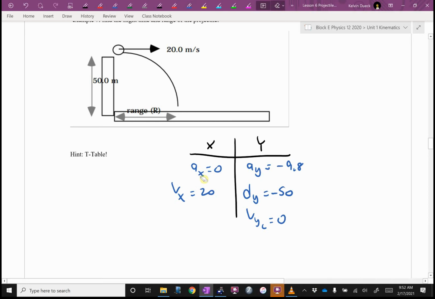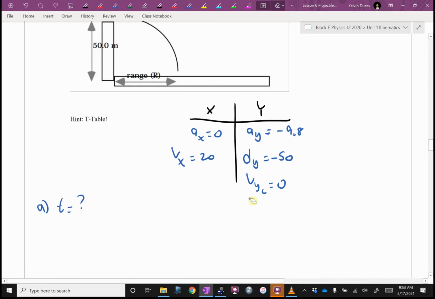How many things do I know on the left-hand column? How many things do I know on the right-hand column? I'm going to find time vertically. I'm going to put AT equals question mark here. I'm going to move way over just so I have enough room. You can put it right underneath the vertical column, but I'm just going to remind myself I'm finding everything vertically. I'm going to write a vertical equation. I'm looking for an equation that's got a T, a V, a D, and an A in it. There is one.